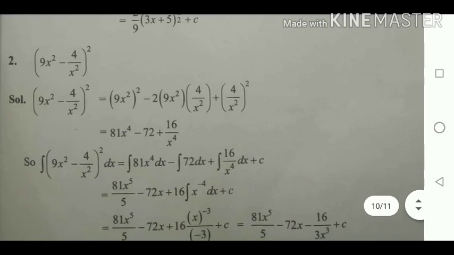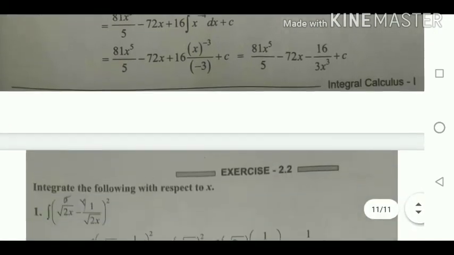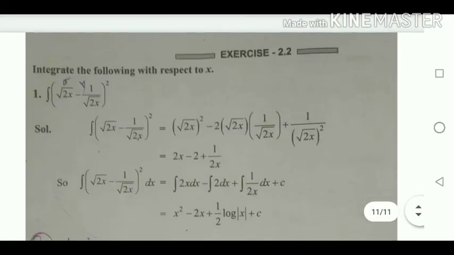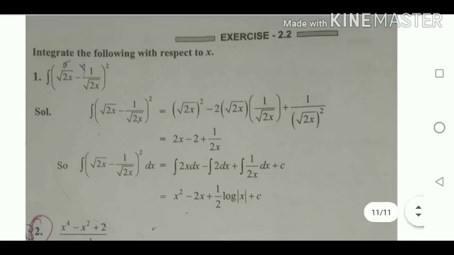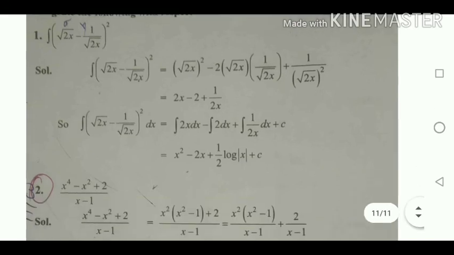Next question, (9x square minus 4 by x square) whole power 2. So apply the same model, that is the (a plus b) whole square formula, then integrate each and every term. Next one, exercise 2.2, integrate the following with respect to x. (Root 2x minus 1 by 2 root 2x) whole square.